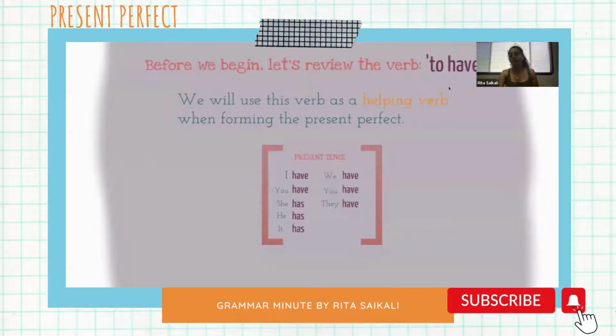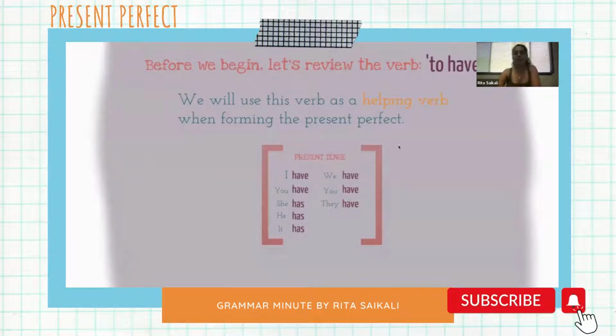And before we begin talking about the actual tense, we need to look at the helping verb. And like I said, in the future, we use will. In present continuous, we use the verb to be. In present perfect, we use the verb to have in the present. That's why it's called present perfect, because the verb to have is in the present.